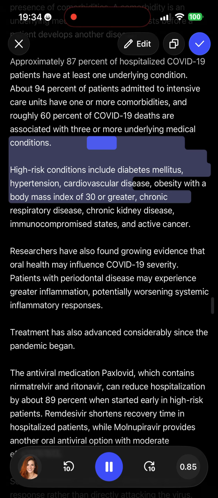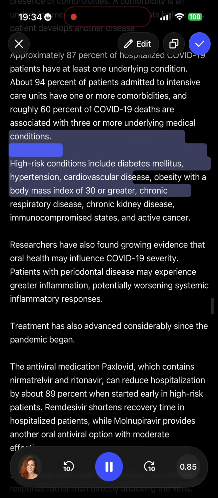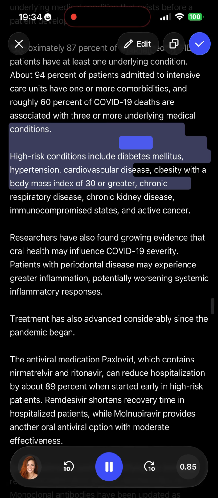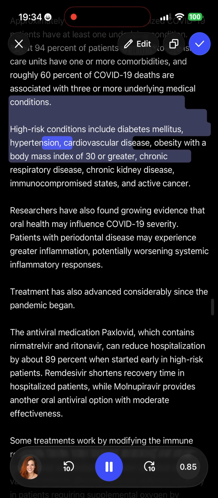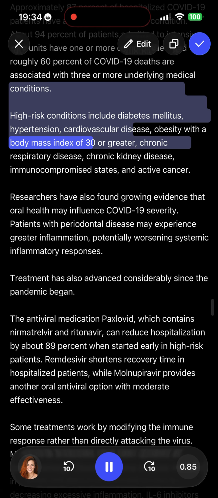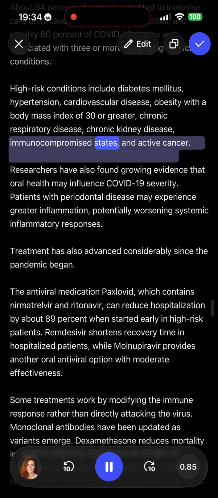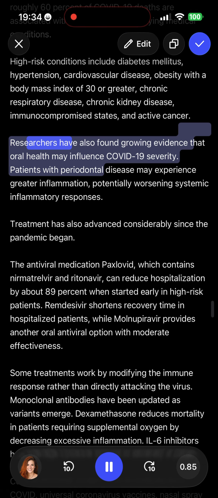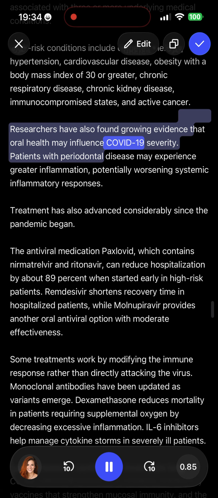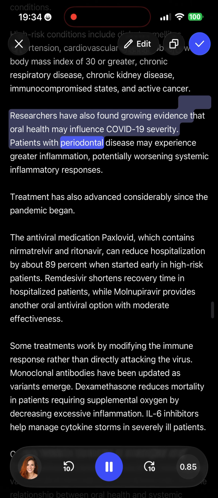High-risk conditions include diabetes mellitus, hypertension, cardiovascular disease, obesity with a body mass index of 30 or greater, chronic respiratory disease, chronic kidney disease, immunocompromised states, and active cancer. Researchers have also found growing evidence that oral health may influence COVID-19 severity. Patients with periodontal disease may experience greater inflammation, potentially worsening systemic inflammatory responses.